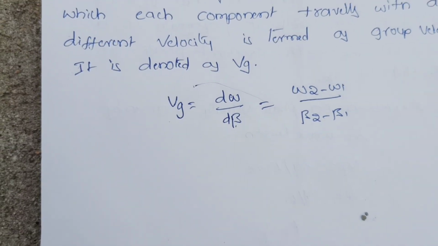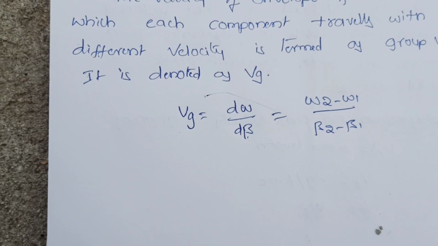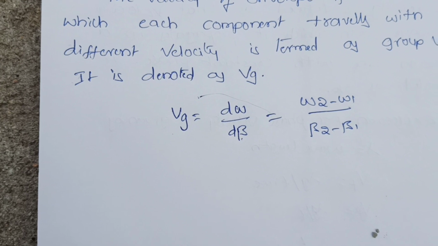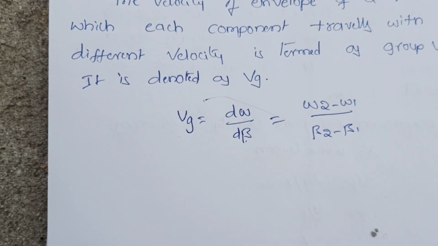Generally, energy and loss systems travel with a group velocity.